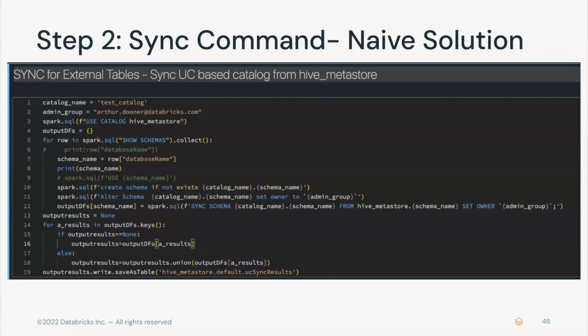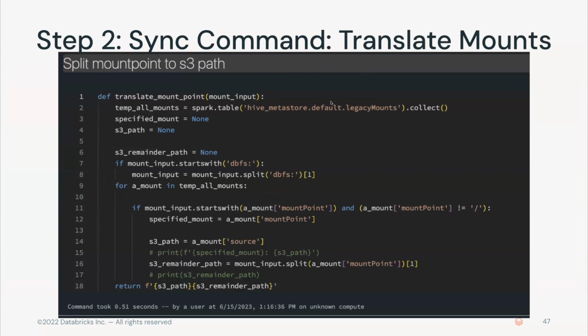And then if something fails, just get the sync results. There will be things that fail because this is the naive solution. This is the solution that only considers things that already use S3 or ABFSS paths, which probably isn't a lot for you to get started. That's why we built this translate mounts function, which takes the listing of all the Hive mounts and splits it up to look it up and say, translate: if this mount is coming from here, replace it with an S3A path or an ABFSS path.